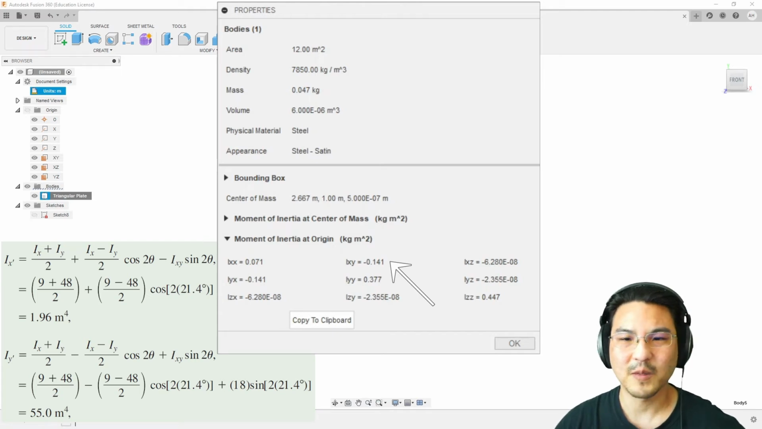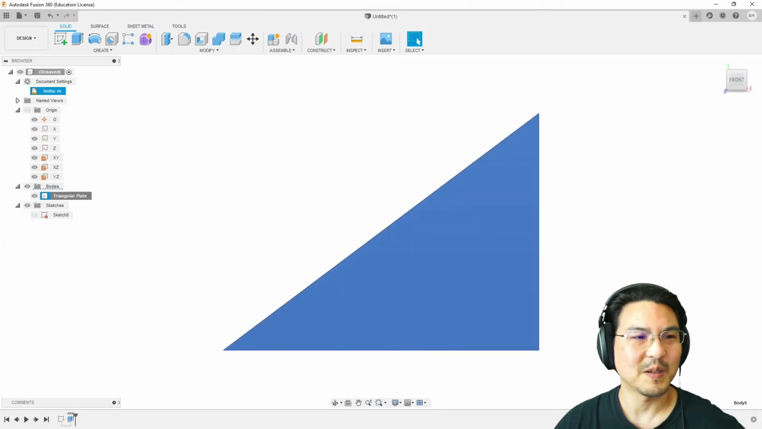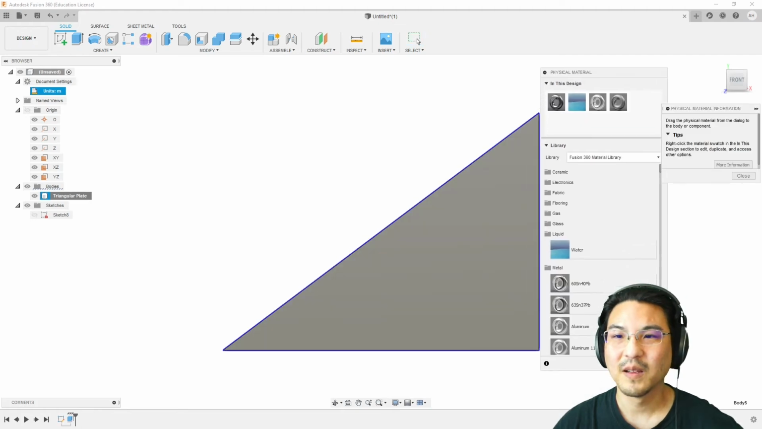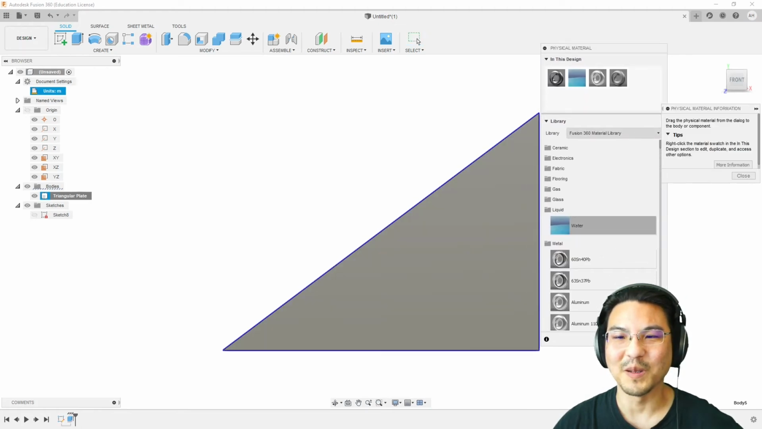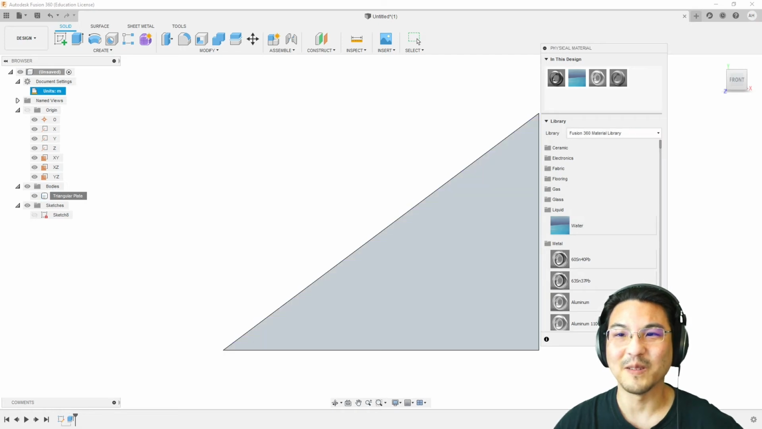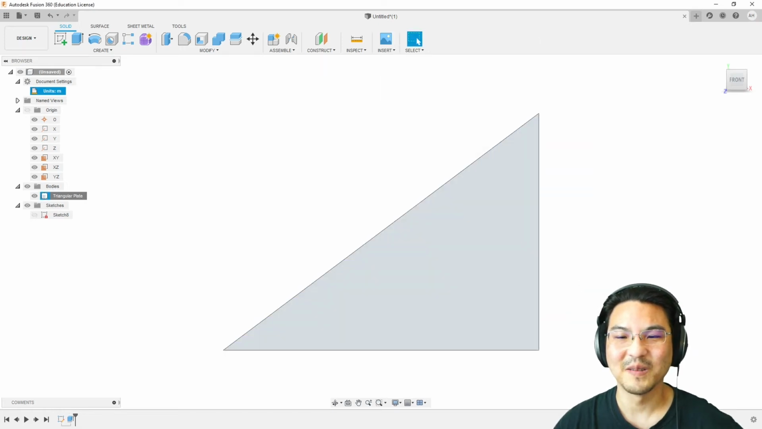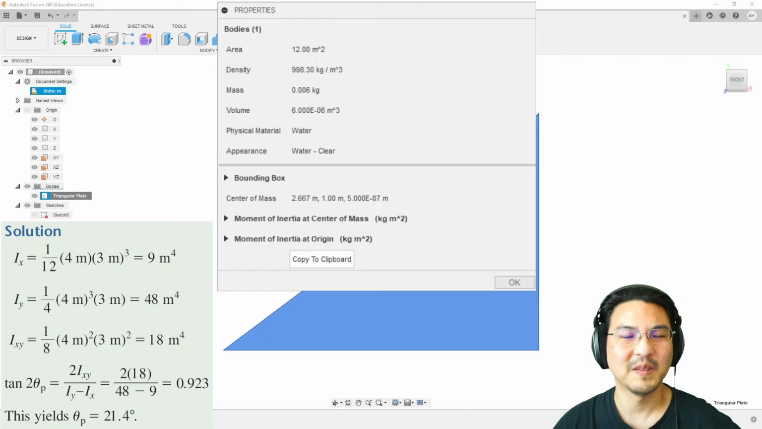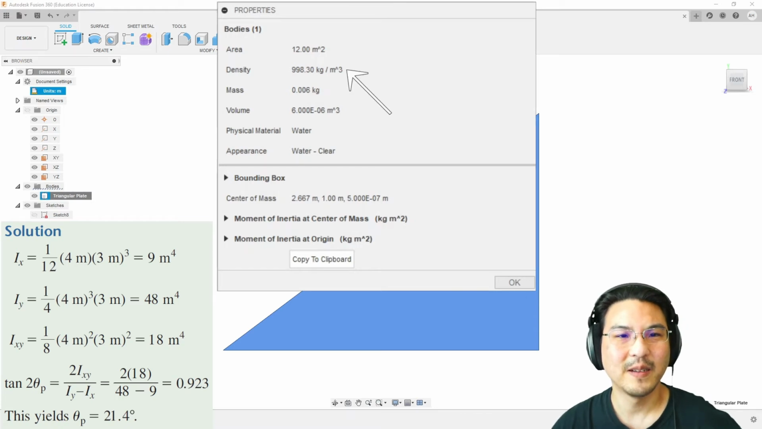Okay, just to make computations easier, I'm going to change the density of this plate. So, physical material. Sounds weird, but I'm going to make it water, because I know the density of water is around 1,000. So let's go to the properties one more time. See the density, 998.